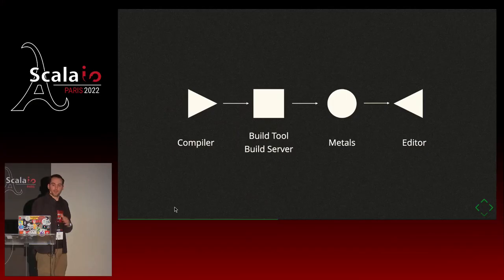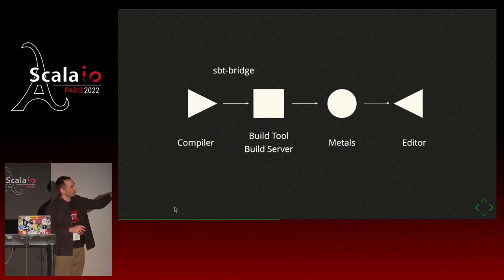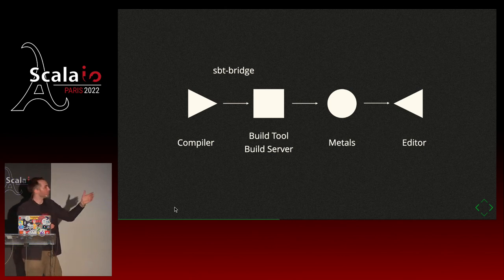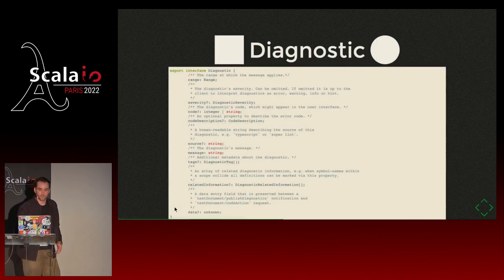So what I was just talking about with the arrows meaning something: the first arrow between the compiler and your build tool slash build server is the SBT bridge, because more than likely your build tool is using zinc as an incremental compiler. Between your build tool and a language server like Metals, you have something called BSP, the build server protocol. And between your language server and your editor, you have something called LSP, the language server protocol. How many are familiar with the language server protocol when I say that? I feel like also somewhat popular. If you're using Metals, you're using this exact chain, basically.